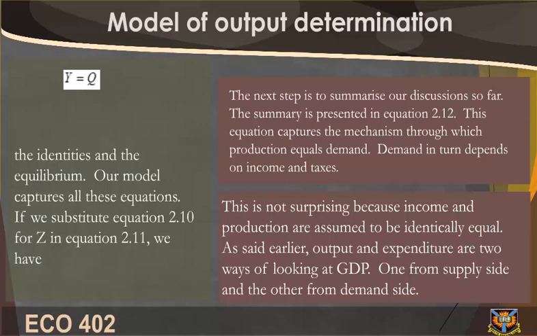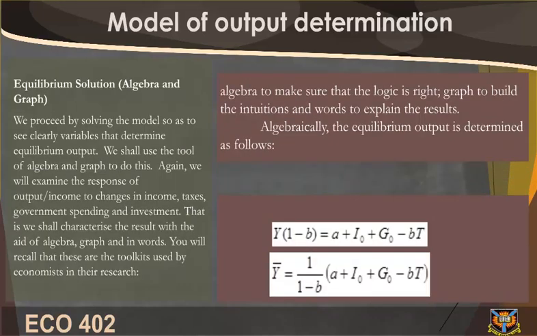If we substitute equation 2.10 for Z in equation 2.11, we have... The next step is to summarize our discussions so far. The summary is presented in equation 2.12. This equation captures the mechanism through which production equals demand. Demand in turn depends on income and taxes. This is not surprising because income and production are assumed to be identically equal. As said earlier, output and expenditure are two ways of looking at GDP, one from the supply side and the other from the demand side. Equilibrium solution, algebra and graph.